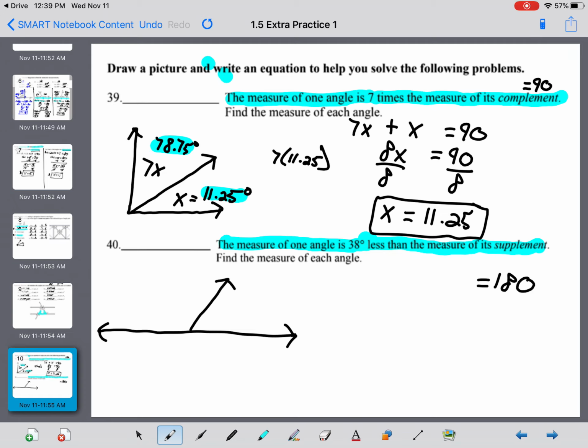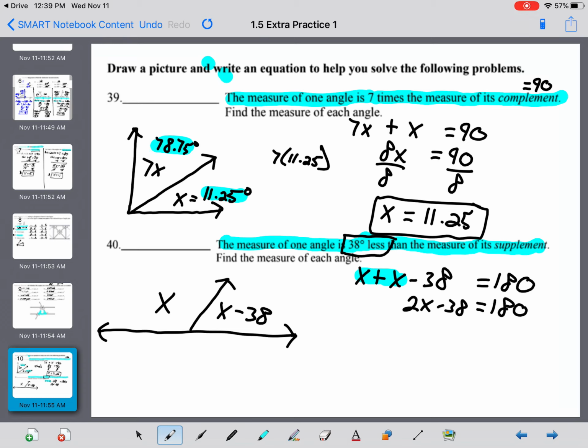And we know the measure of one angle is going to be x. And the measure of another angle is going to be x minus 38, because it's 38 degrees less than the other. So we have x plus x minus 38. If we combine our like terms, we get 2x minus 38 equals 180.